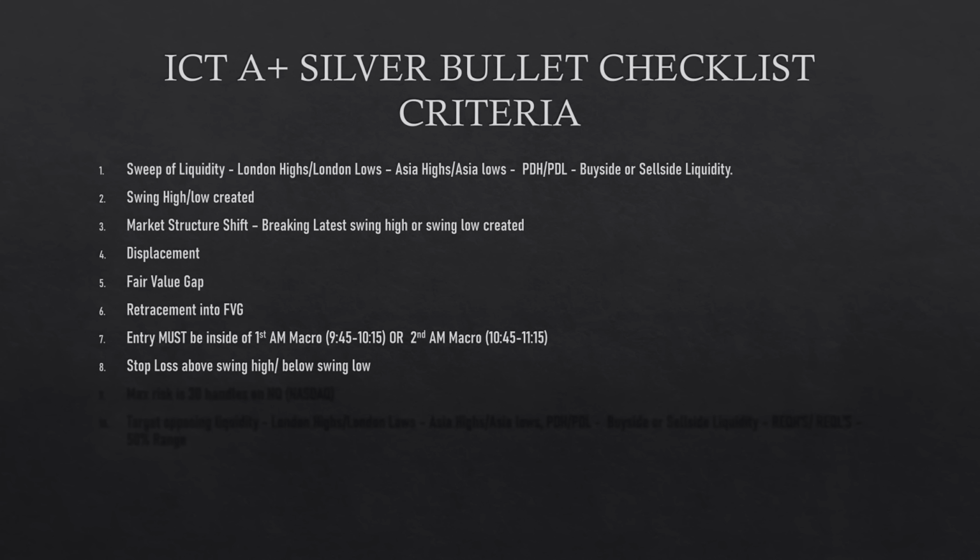Checkpoint number 8, our stop loss. Where do we place our stop loss? Our stop loss goes above the nearest swing high or below the nearest swing low. Checkpoint number 9, we don't want to be risking more than 30 handles on NQ. Our max risk is going to be 30 handles or less.